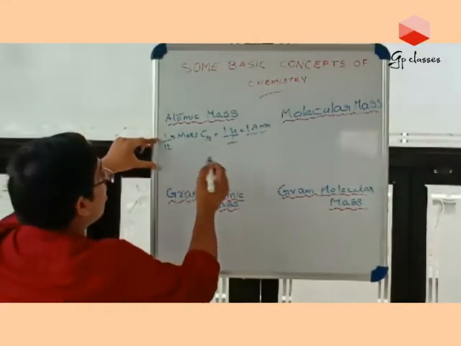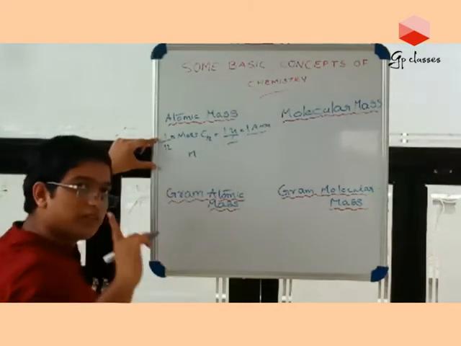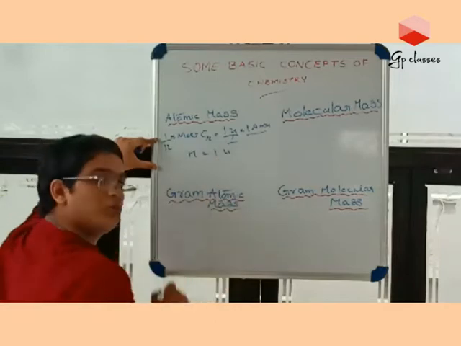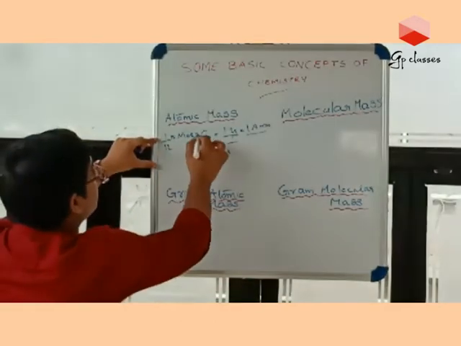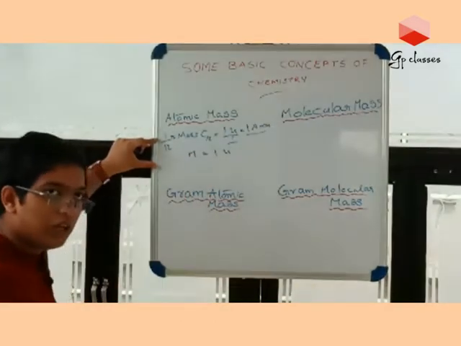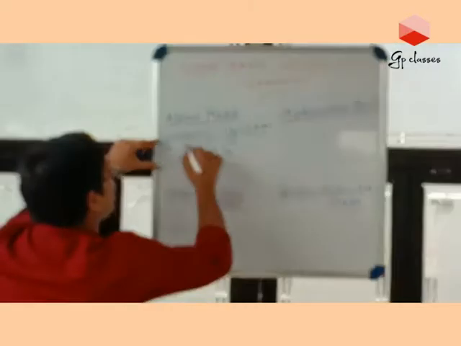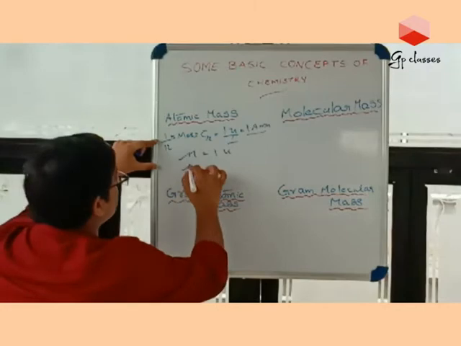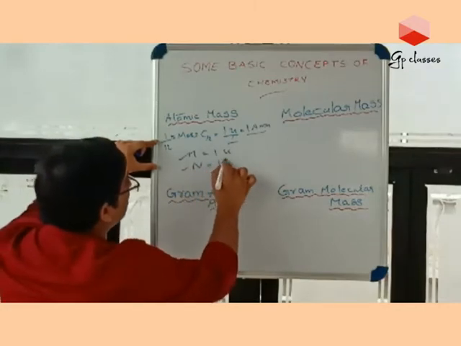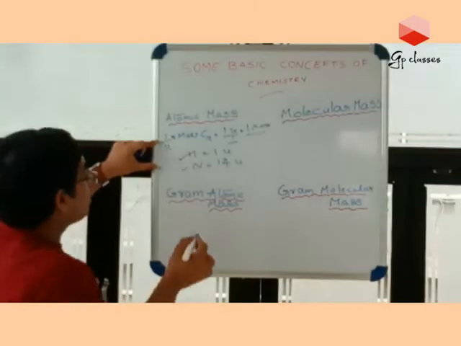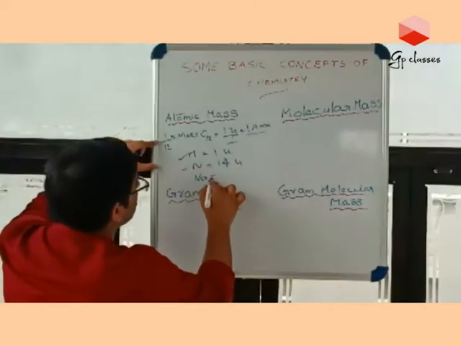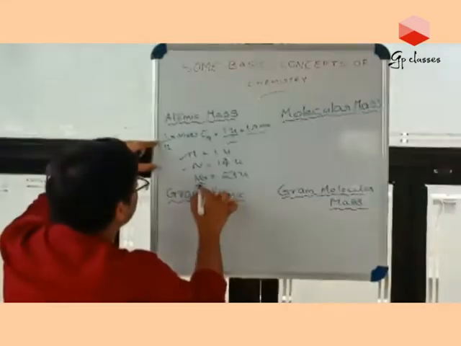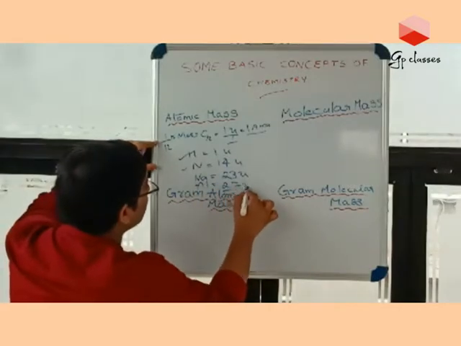So we can write the mass of a single hydrogen atom. The mass of a single hydrogen atom is 1U, in reference to 1/12 the mass of carbon 12. The mass of a single nitrogen atom is 14U. The mass of a sodium atom, Na, is 23U. We can write the mass of an aluminium atom as 27U.